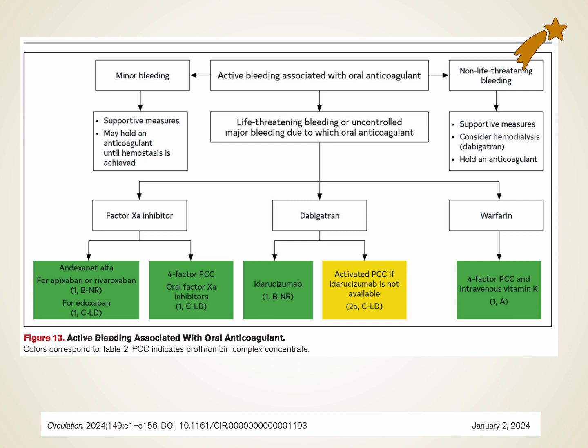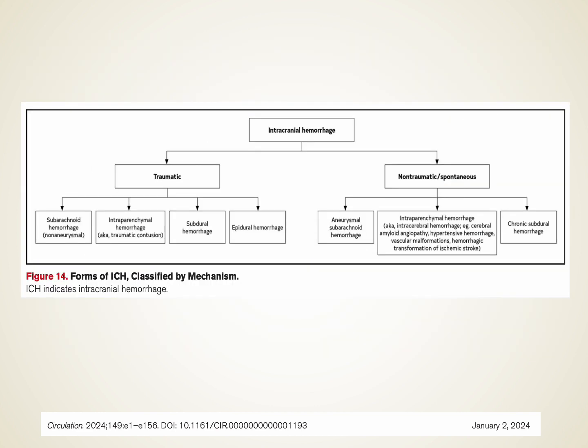For warfarin, you're going to give four-factor PCC and IV vitamin K. And for the 10A inhibitors, four-factor PCC is almost always given. And the question of giving this $20,000 to $30,000 reversal agent is probably going to be made in the moment by neurology and or hematology and that's usually reserved to patients who might have, for example, an intracranial bleed. There's a bit more about intracranial bleeding and its mechanisms listed in this slide. I'm not going to focus on that.